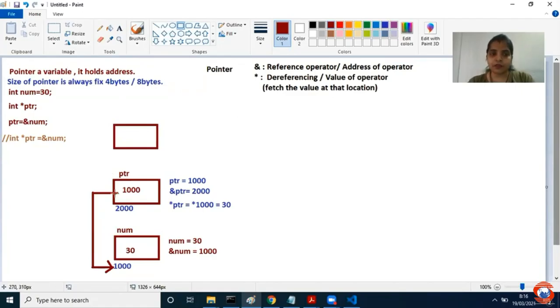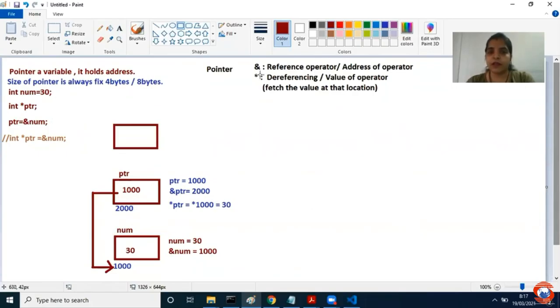So when I talk about a pointer, it points to some memory location. At this point, I'm saying integer num is equal to 30, so num is 30. Num will get some memory address, that is 1000. When I access num, I'll get 30. Address of num, I'll get 1000. But if I have to go for a pointer which holds the address of num, I have to tell the compiler that my pointer is storing the address of num. So what is the address of num? 1000. It is storing that 1000 value.